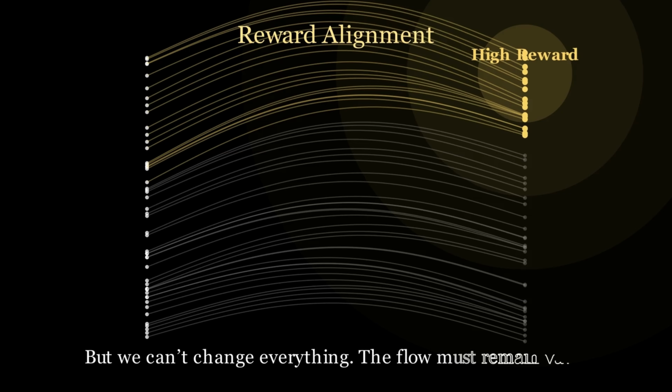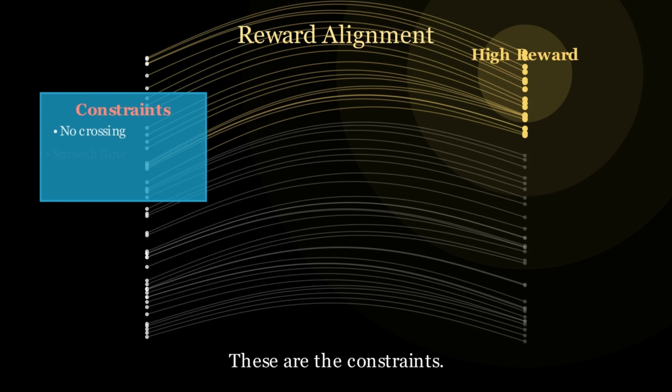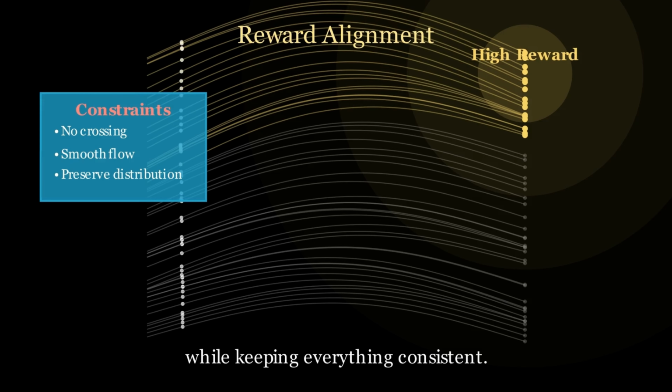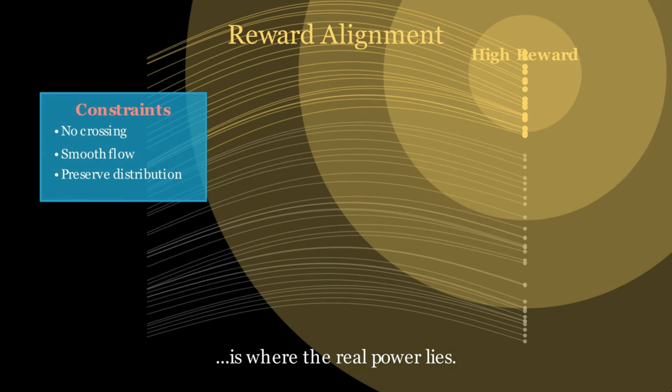But we can't change everything. The flow still has to remain valid. It must preserve a structure and consistency. These are the constraints. So the problem becomes how to bend the flow without breaking it, how to guide generation while keeping everything consistent. And this balance between a structure and preference is where the real power lies.